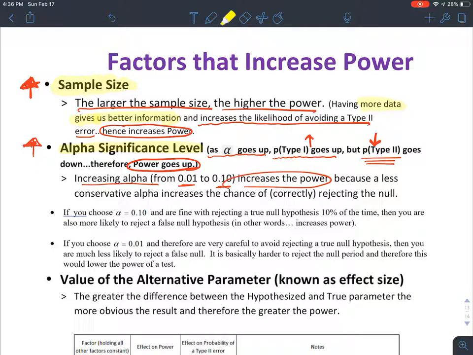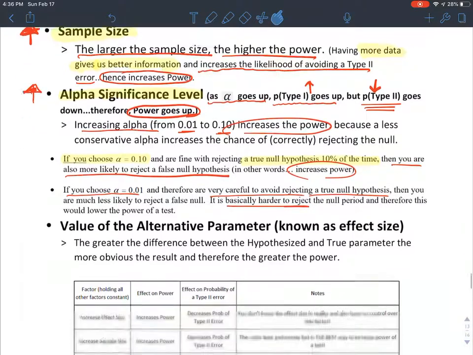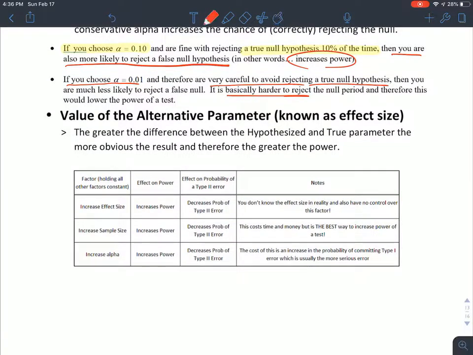Okay? For example here, it says, if you were to choose an alpha level of 0.10, okay, that means that you are totally fine with rejecting a true null hypothesis 10% of the time. And what that's going to do is, that means that you're more likely to reject a false null hypothesis, okay, which will increase your power. Okay? Same can be said here. If you changed it to 0.01, you would be very careful to avoid rejecting a true null hypothesis. Okay, so it makes it a lot harder to detect that. Okay, this little chart underneath here just kind of summarizes these three ideas.